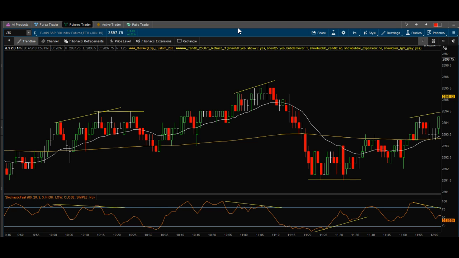But again, this will work in all types of markets. The only difference is things start to go a lot quicker. These trades set up a lot quicker, and you have a lot bigger moves and more falsehoods, because when volatility kicks in, it's not as methodical.